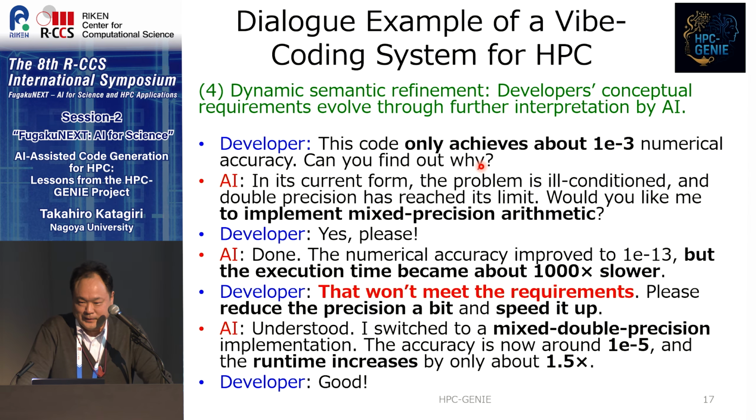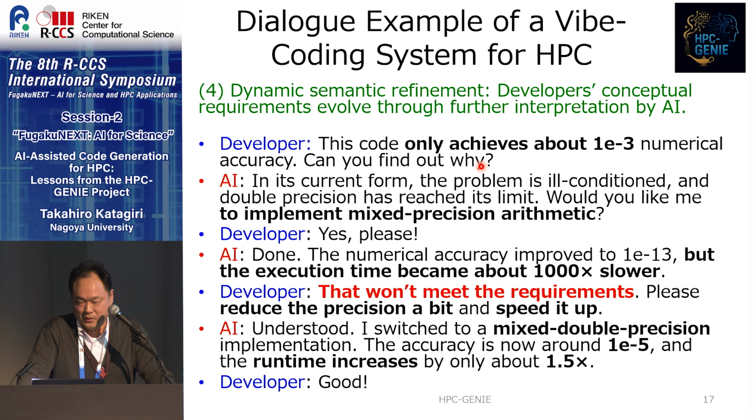Another one is that we can talk about AI thinking about numerical computation accuracy. This code only achieved about 3-digit accuracy. Can you find out why? In this form, the problem is ill-conditioned error, and double precision operation has reached its limit. Would you like me to implement mixed precision arithmetic?